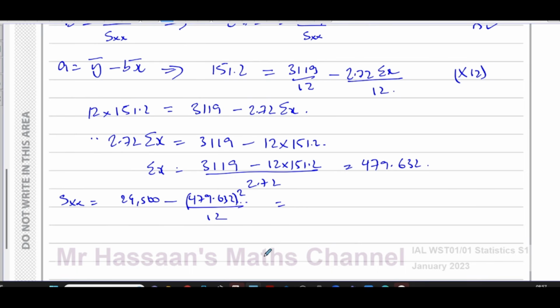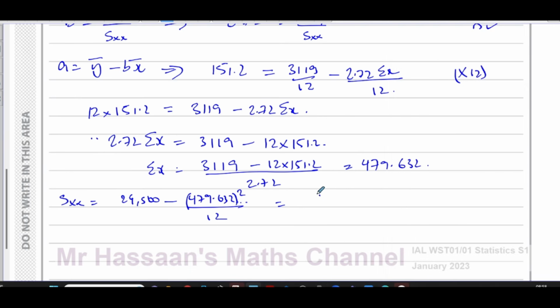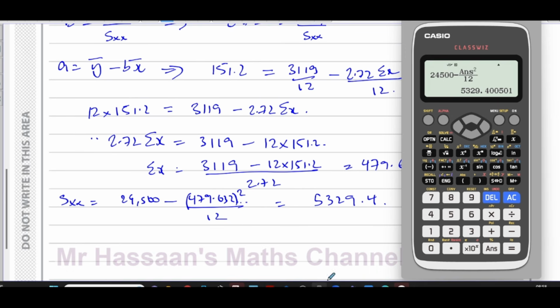Okay, so I'm going to do this. I'll do 24,500 minus my answer squared, divided by 12. That gives me 5,329.4. And I will store this as B.